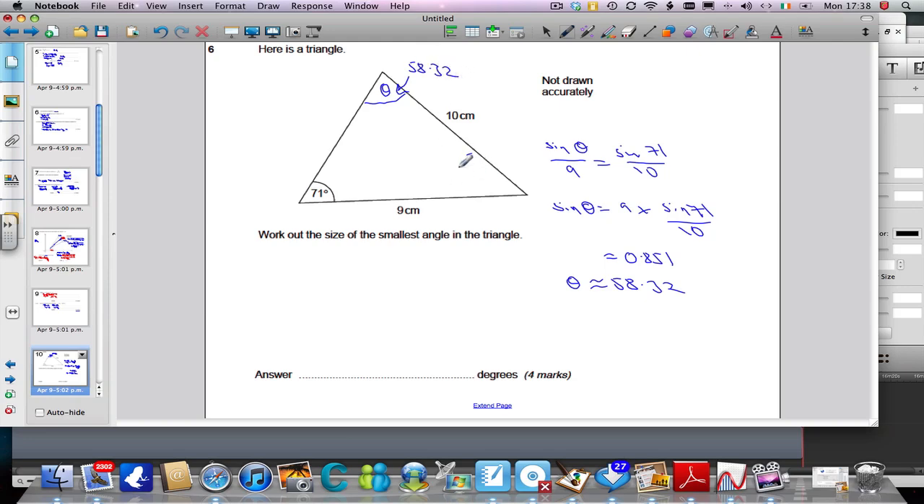And I need to work out this one as well, just to be sure. Let's call it tau. So that means tau, which is another Greek letter, is going to be equal to 180, take away 71, take away 58.32. So putting that into a calculator, 180, take away 71, take away 58.32, and we get 50.68. Well, the smallest angle is certainly this one. So that's our answer, 50.68.